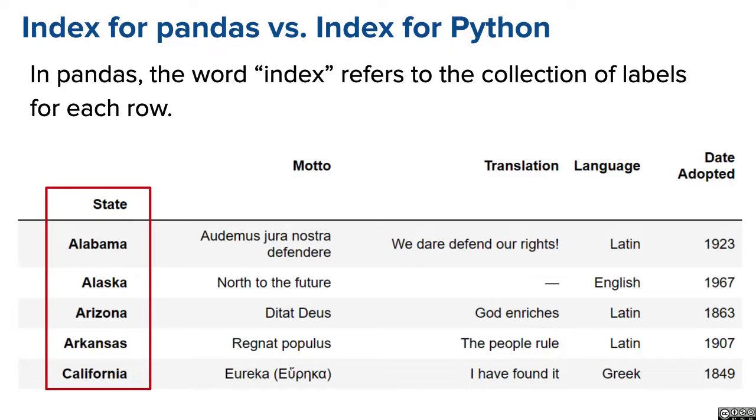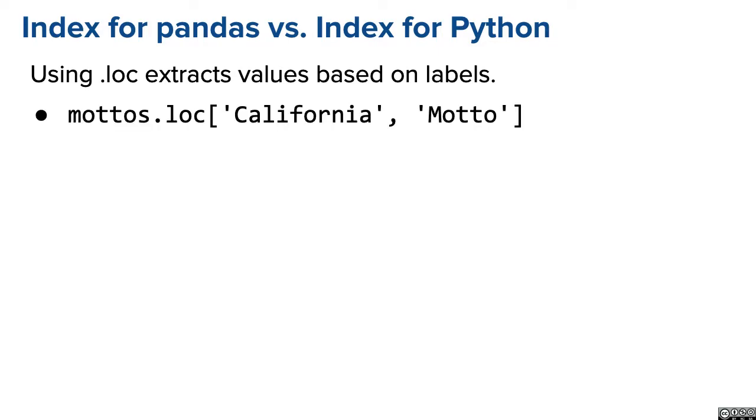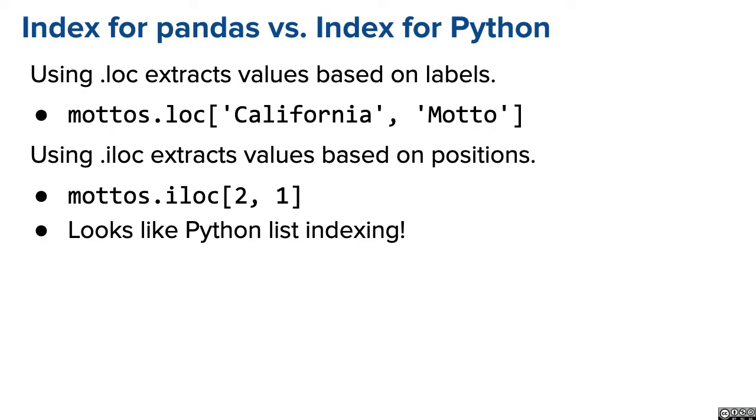So this red box right here is what we call an index in pandas. And the index contains the labels for each row. So you'll hear me use the terms row labels, or the names for the row, or the index, all interchangeably in this class. And so just to be clear about the way we'll use index, using .loc extracts values based on their labels, such as models.loc California motto. iloc extracts values based on positions. But this iloc actually looks a lot like Python list indexing.